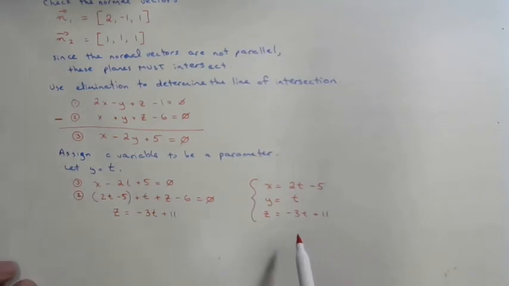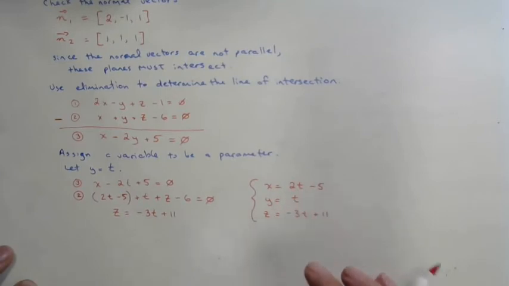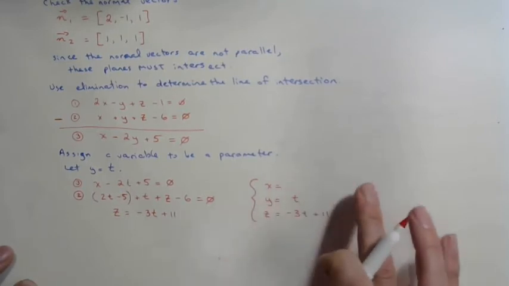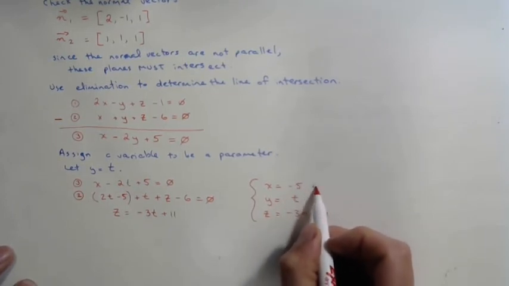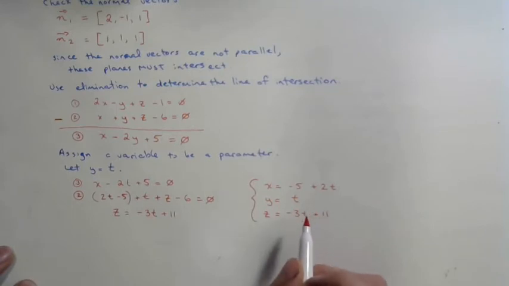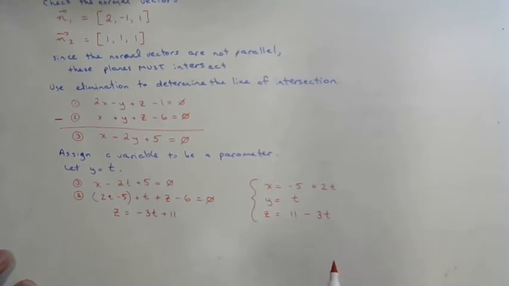All right, let's run through that one more time. I've been writing them this way, but with our parametric equations, we normally would put the position vector and then the direction piece. So this one is 0 plus t, and this one is 11 minus 3t. Just a little change there, rearranging it.